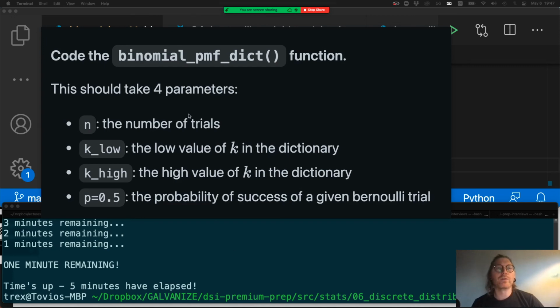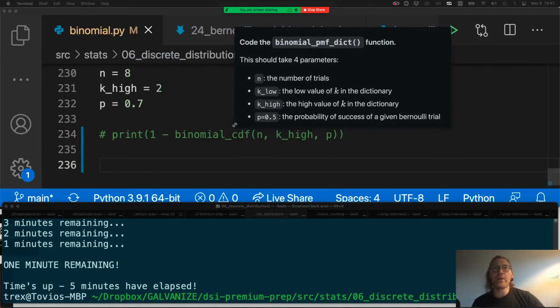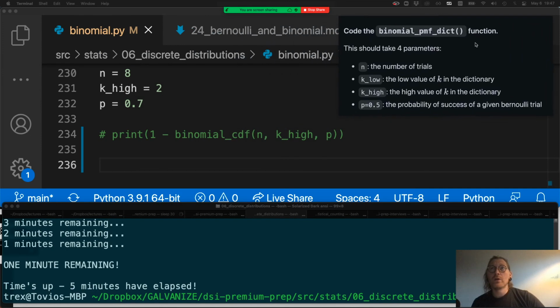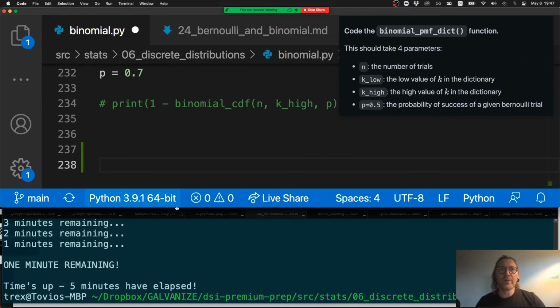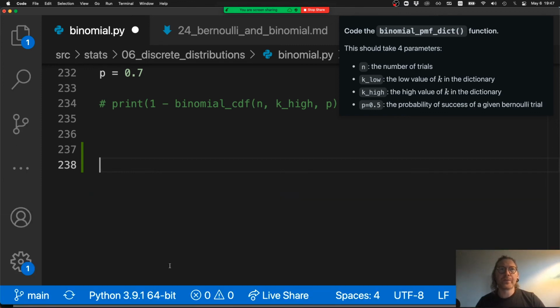Okay, so let's go through a solution for this. And this is a very important pattern to know. This is one of the patterns that we really focus on in the technical interview.